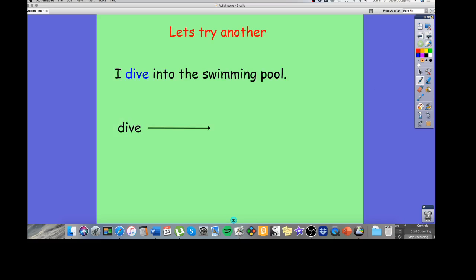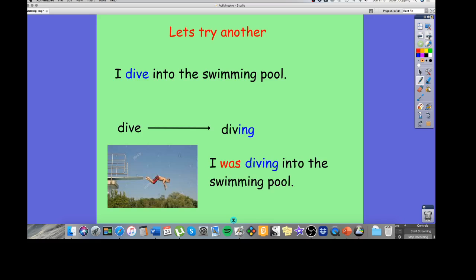Okay, the other word was dive, so I dive into the swimming pool. Dive, we want to change it. We can't just add ing because we've got that e, so we get rid of it. So dive becomes diving. And in a sentence, I was diving into the swimming pool. So that's something I've done before. I've got my diving word, and then I've got was before it.